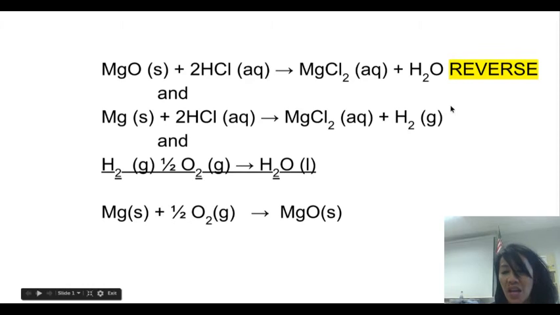Once I have the heat released by each reaction, I can then manipulate the reactions so that when they add up, it equals the overall reaction, which is the heat of formation of magnesium oxide, which we're trying to find. In order to get the heat of formation of magnesium oxide, the first reaction with magnesium oxide and hydrochloric acid needs to be reversed. Once this reaction is reversed, we can add the three equations and get the heat of formation of magnesium oxide.